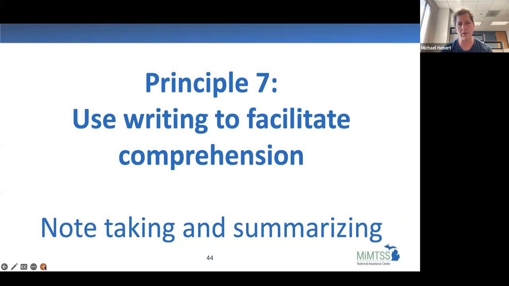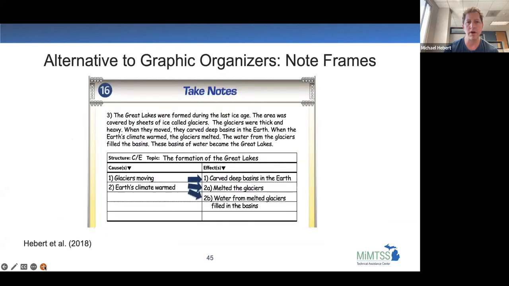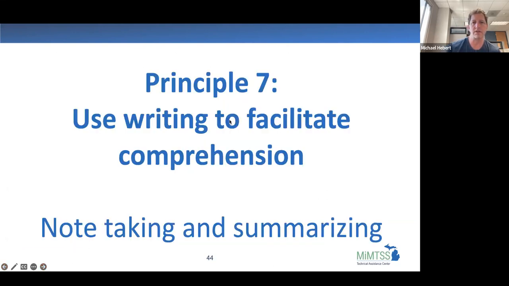So I'm going to share note-taking and summarizing. These are both strategies that I talked about last week in my presentation about writing to read. When we have kids write about text that they've read, they're more likely to understand and comprehend that text. And so what we found is if we have kids take notes about the text, they are more likely to remember the information. Even if we don't tell them how to take notes, they still are more likely to remember information, but it's even stronger if we give them a structure for that, right?